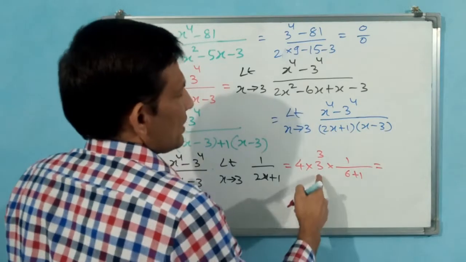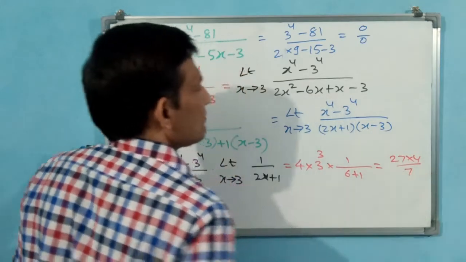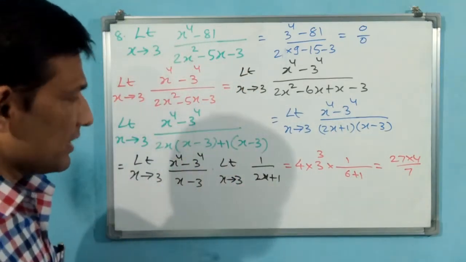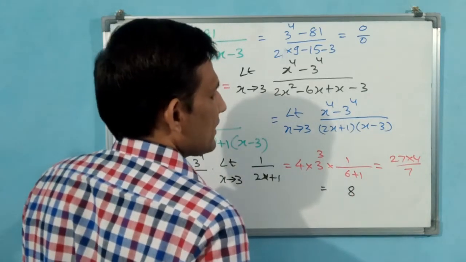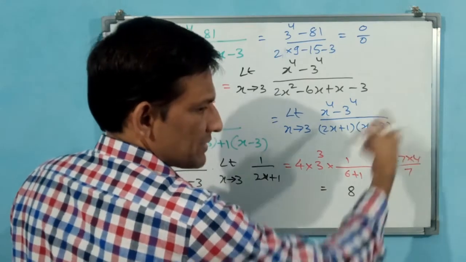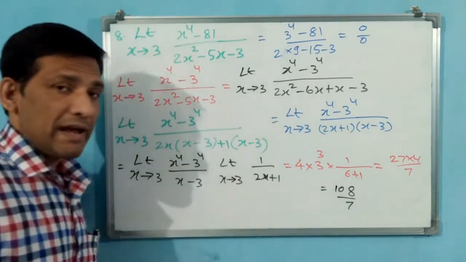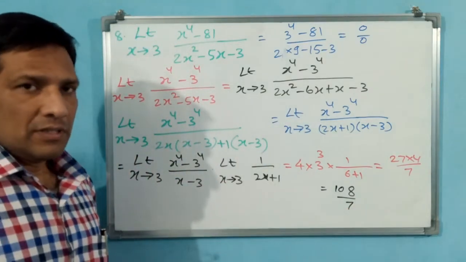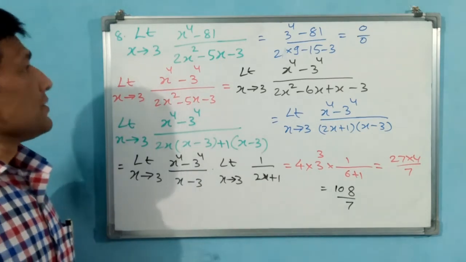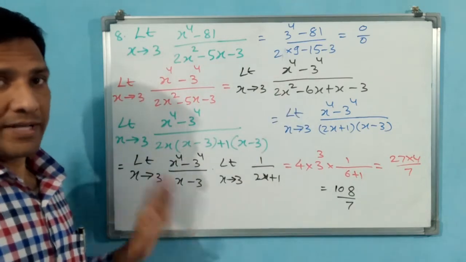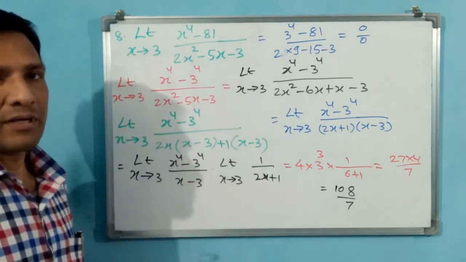That is equal to 27 into 4 by 7. 7 and 27 will not cancel. 4 7s are 28, 4 2s are 8, plus 2, 10. So 108 divided by 7. This will be your final answer, because no more calculation is to be done. Decimals will come. This is your answer, 108 by 7. You see how it has come. This is a good problem, because some steps have come.